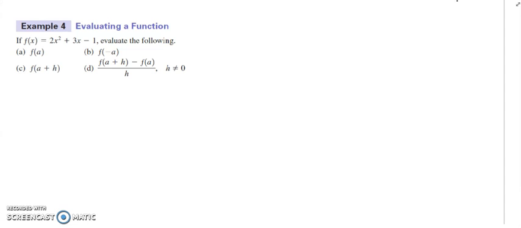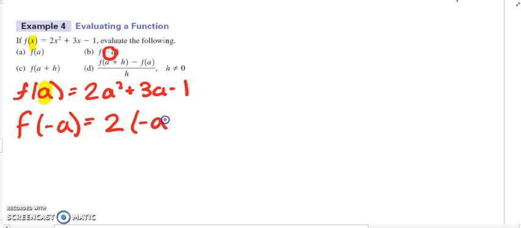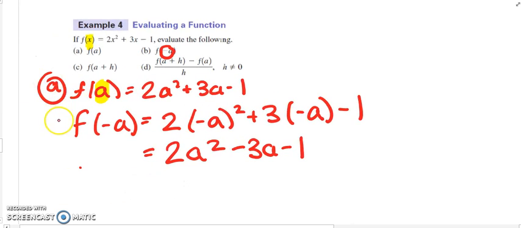It says evaluate the function. So it's asking us to plug in. Well, here I have f of x. All that happened here was x became a. Okay, done. For b, all that happened here was it became negative a. So I'm going to say 2 times negative a squared plus 3 times negative a minus 1. Negative a squared is a squared, but this becomes a negative 3a. So all I did was plug in, but then I simplified. So this is part B.